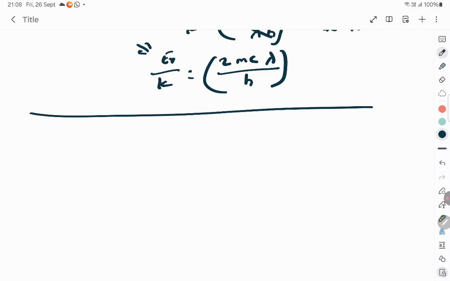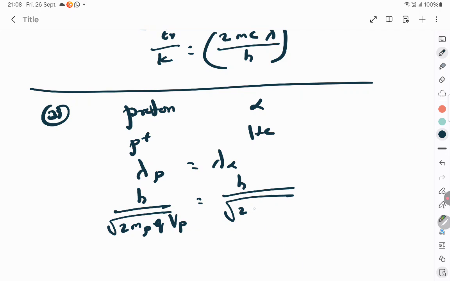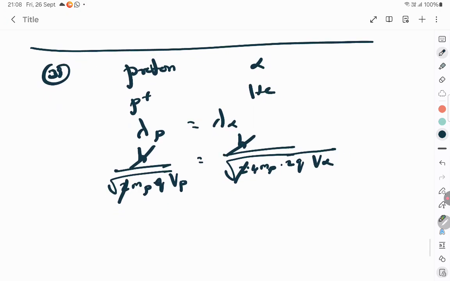Then I'll go to the next question, problem number 39, where a proton and an alpha particle, an alpha particle is helium, have the same de Broglie wavelength. Lambda of the proton is equal to lambda of the alpha particle. Determine the acceleration potential. We just did it. It's h by root of 2 into mass of the proton into charge of the proton into voltage of the proton, equal to h by root of 2 into mass of the alpha particle, which is 4 times the mass of the proton, into charge of the alpha particle, which is 2 times the charge of the proton, into the voltage of the alpha particle. The h and h get cancelled, the 2 and 2 also get cancelled, and the mass and charge of the proton.